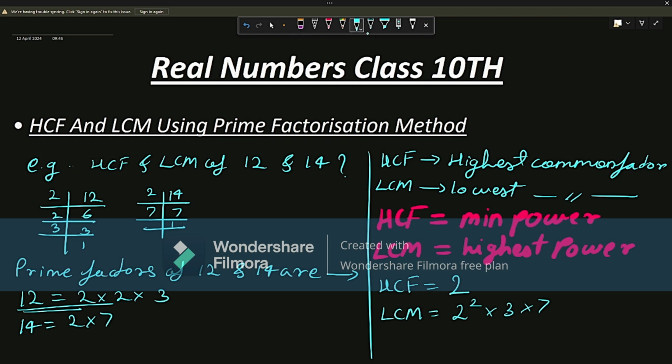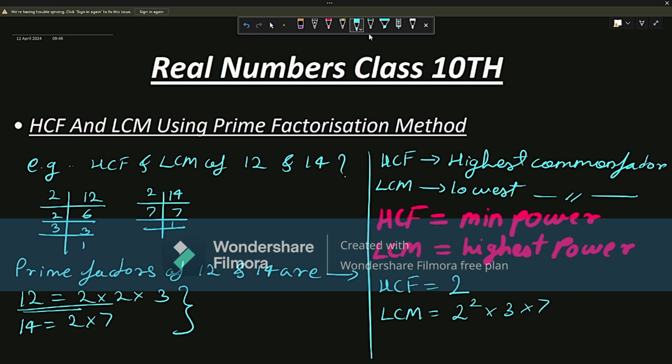And one more thing you need to remember is that while writing the HCF and LCM or the prime factors, you need not write them out completely like 2 into 2 into 2. If there are multiple repetitions, like 2 has occurred 4 times, then you will write 2 to the power 4, or here in the case of 12, 2 square into 3, right? So this was the basic thing that you need to remember for HCF and LCM using the prime factorization method.